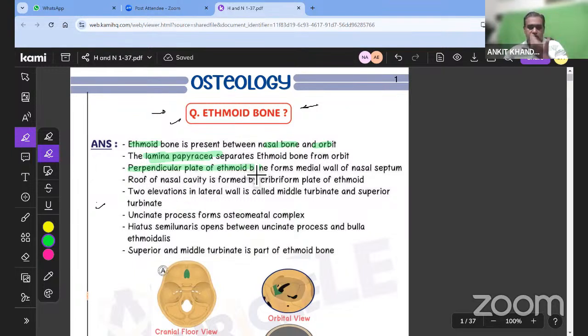Now, perpendicular is this, right? This is the perpendicular plate that we study in our normal school classes. It forms the medial wall of the nasal septum. So this ethmoid bone forms a part of the nasal septum, the upper part of the nasal septum.